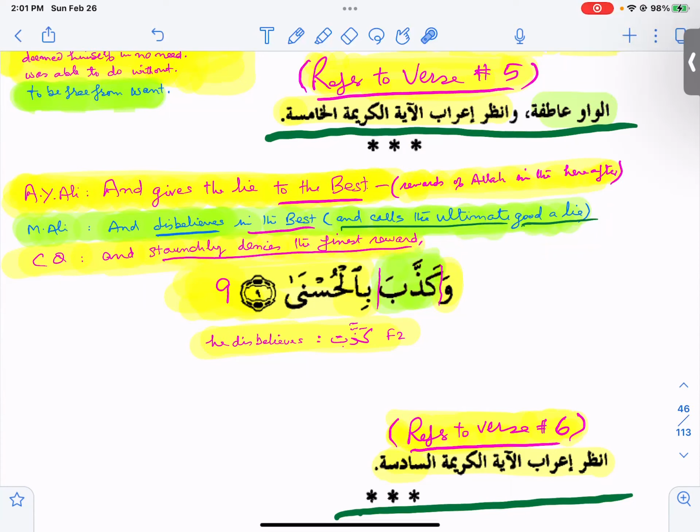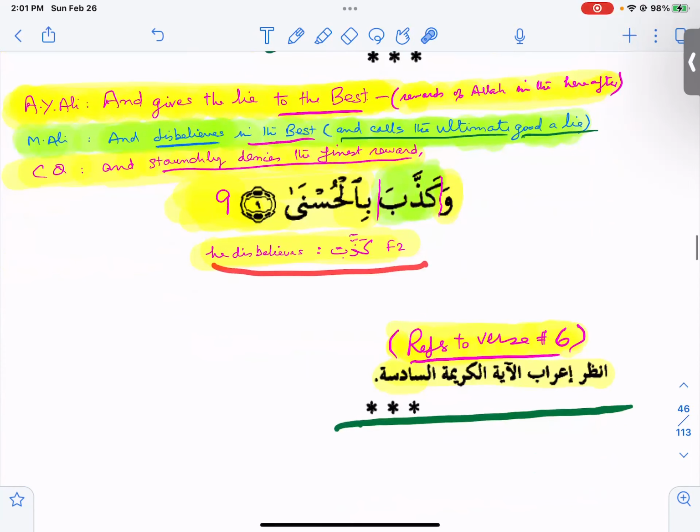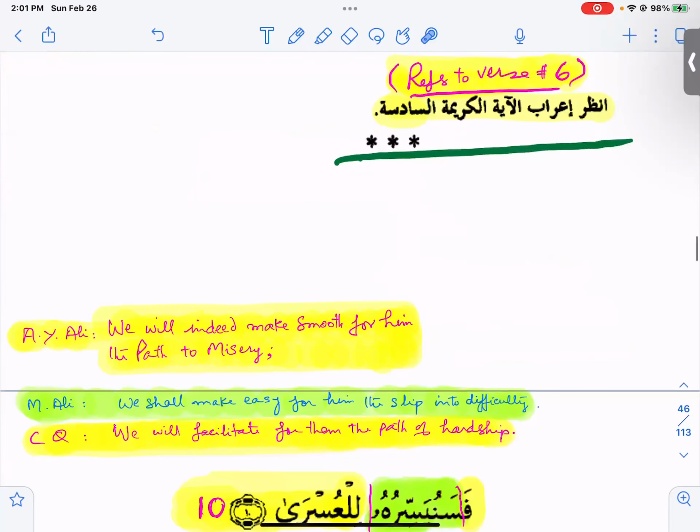Staunchly denies kazzaba bil husna, the finest rewards. Inshallah. Kazzaba, he disbelieves, form 2. So I've given you all the information. Refer to verse 6, go to verse 6, and do the exercise, inshallah.